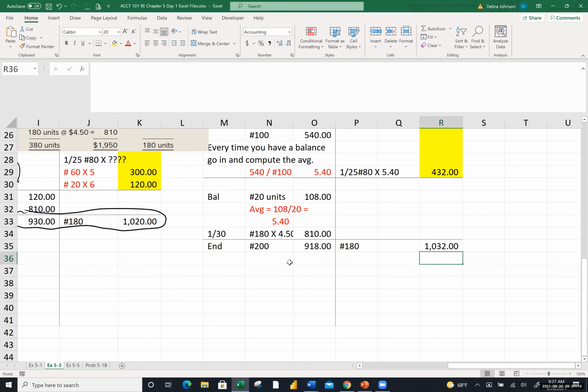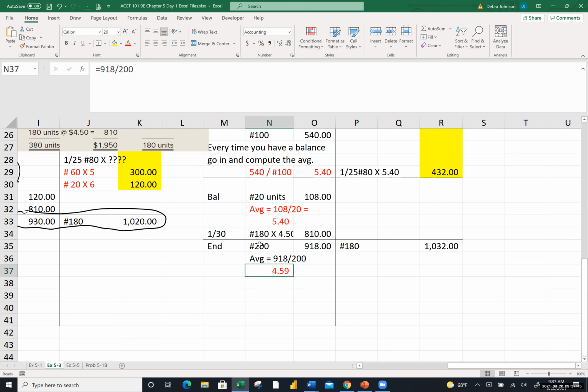We know it's accurate. The last thing I would do down here is calculate that average, because I remember multiple choice questions popping up that asked you what would the next sale be recorded at on a per unit basis. So 918 divided by 200, if I had to answer that, the average would now be 459.